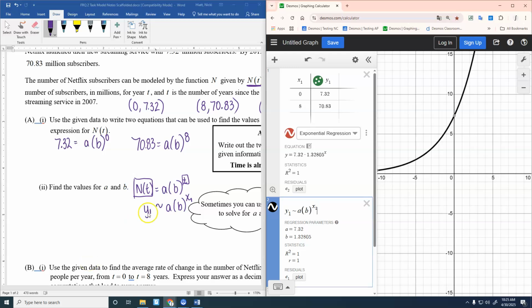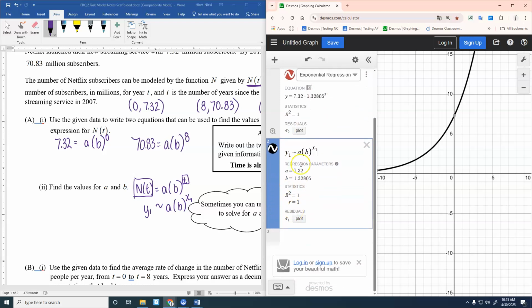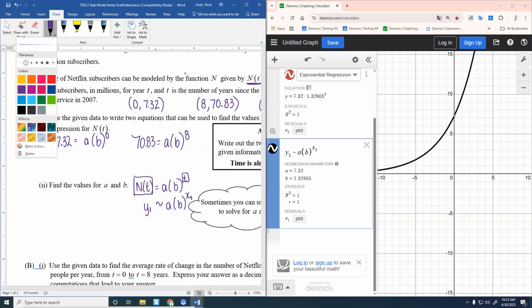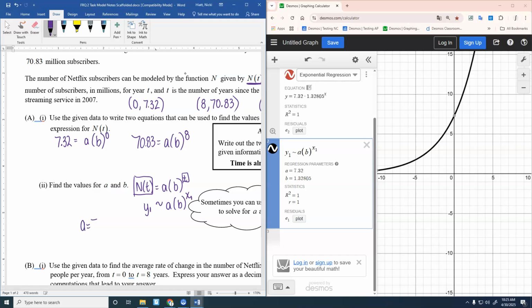The other good thing about this is it gives you the equation. This way gives you A equals and B equals, which is what they're really looking for here. So you just write down A equals 7.32 and B equals 1.32805. You only have to be correct to 3 decimal places.